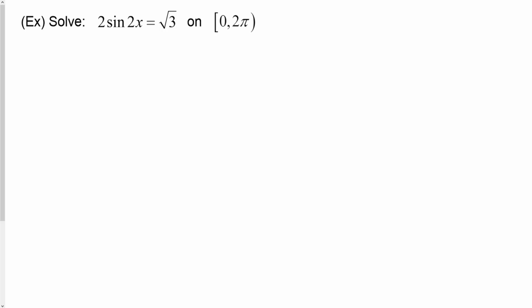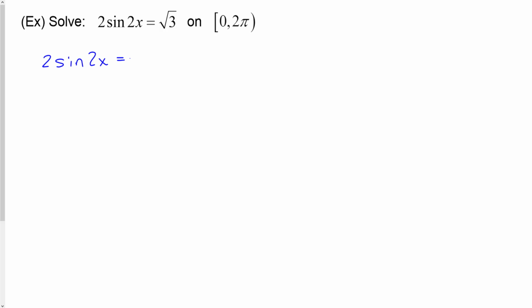Solve 2 sine 2x equals root 3 on the interval from 0 to 2 pi. Alright, so I'm solving a double angle here. And in order to solve this, it's a little bit easier than you might think. So students' reaction most of the time is to take sine 2x and replace it with 2 sine x cosine x, which is not wrong, but it doesn't really necessarily get you closer to an answer. So let me show you what you should do. Just leave it as a double angle.